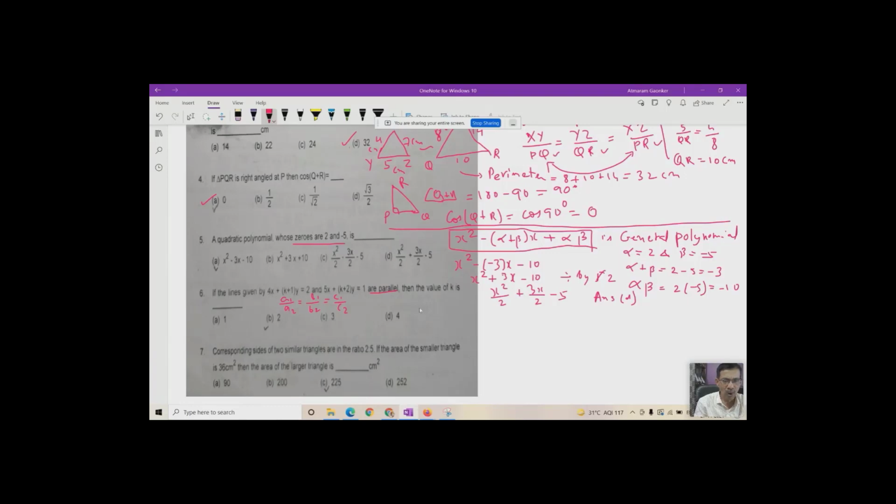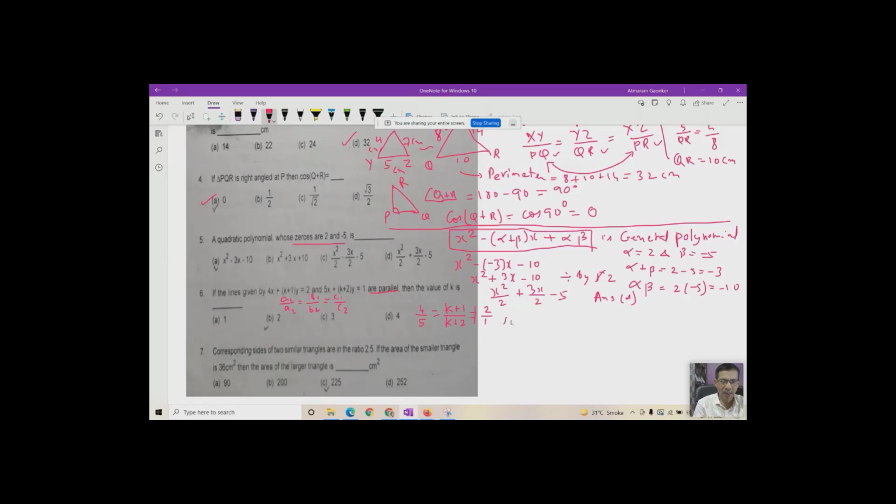First is 4 upon 5. This is equal to (k plus 1) divided by (k plus 2). And this is equal to 2 divided by 1. Okay, for parallel lines, this third ratio should not be equal. So the first two ratios are equal, meaning I can cross multiply and find the value of k.